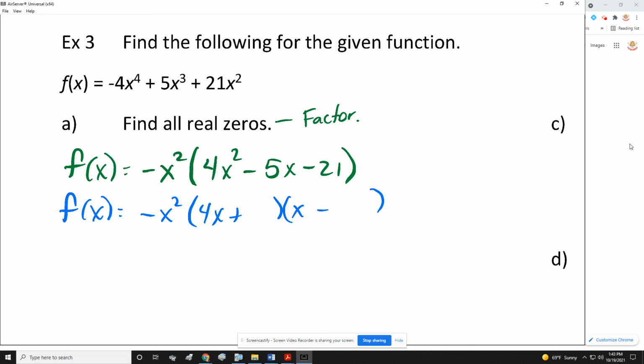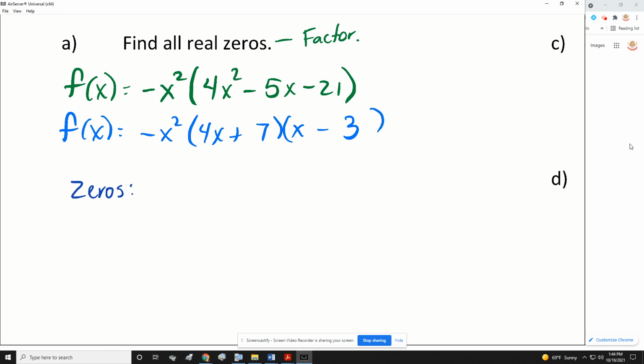Now I know my signs are different, and there's not too many ways to get 21. Most likely it's going to be 3 and 7. We just have to figure out where to put the 3 and where to put the 7. But this looks like it should work because that's going to give us negative 12 plus 7, which gives us the negative 5. All right, so that makes our zeros. Once we get it in factored form, we should be able to just look at the factors and tell the zeros. So our zeros are 0, negative 7/4, and 3.